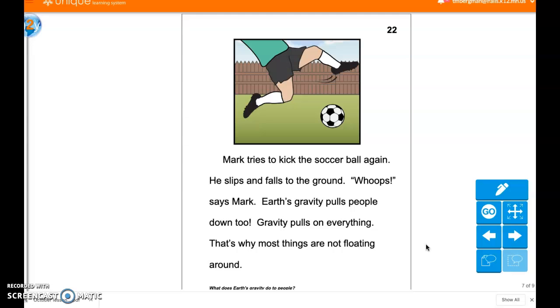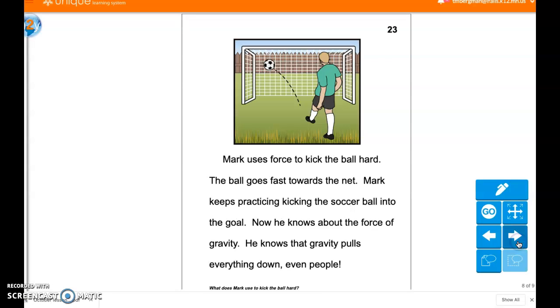What does Earth's gravity do to people? Yes, it keeps us on the ground.